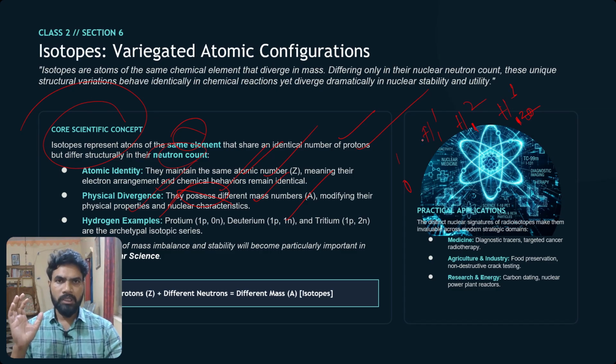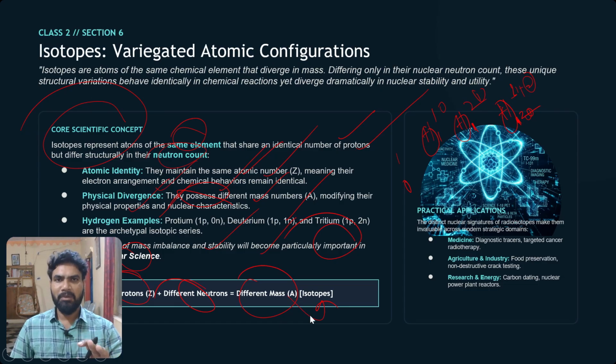These three are the same element, that is hydrogen, but here zero neutrons are there. Here one neutron is there. Here two neutrons are there. So one proton plus two neutrons, mass number becomes 3. One thing you have to remember is that the concept of mass imbalance and stability will become particularly important in nuclear science that we are going to study in the coming future. So the fundamental principle here is same protons plus different neutrons. Because of that, the result is a difference in mass, and that's why we are able to see isotopes.